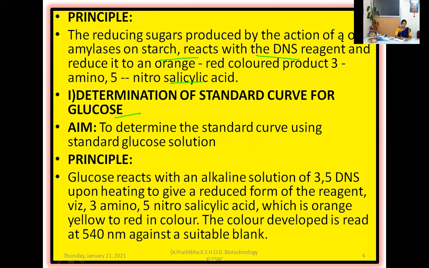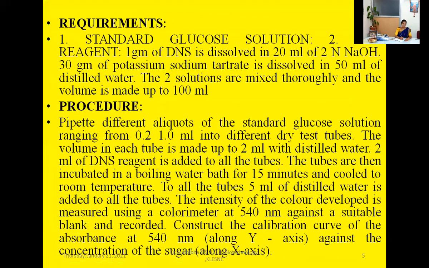Glucose reacts with the alkaline solution, that is 3,5-dinitrosalicylic acid, upon heating to give a reduced form of the reagent, that is 3-amino-5-nitrosalicylic acid, which is orange-yellow-red in color. The color developed is red at 540 nanometer against a suitable blank. Okay, this you need to keep in your mind. This carries 10 marks, so you need to write the principle of DNS and also about the enzyme activity.